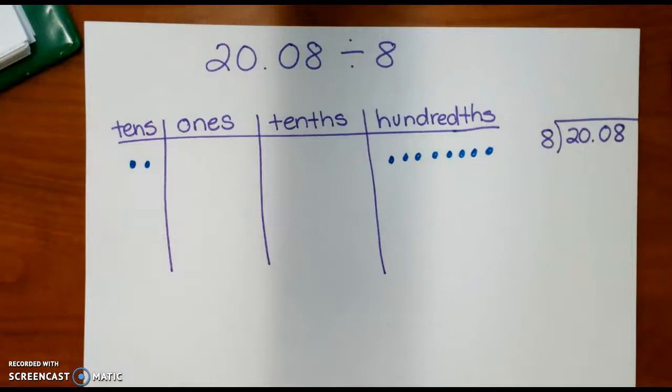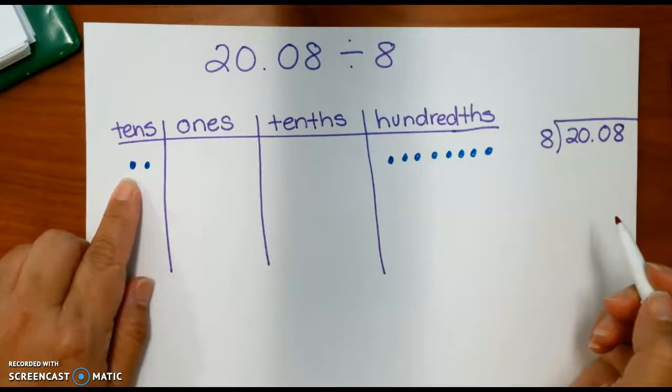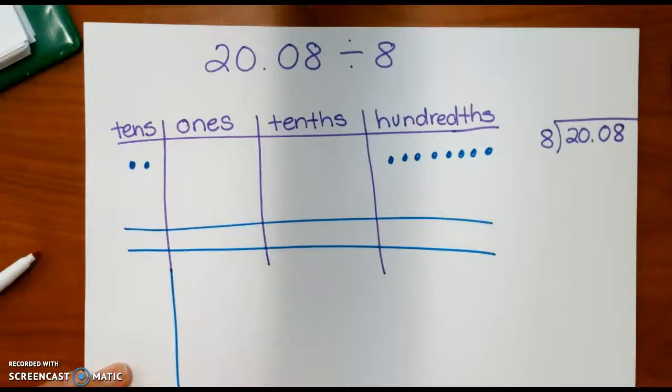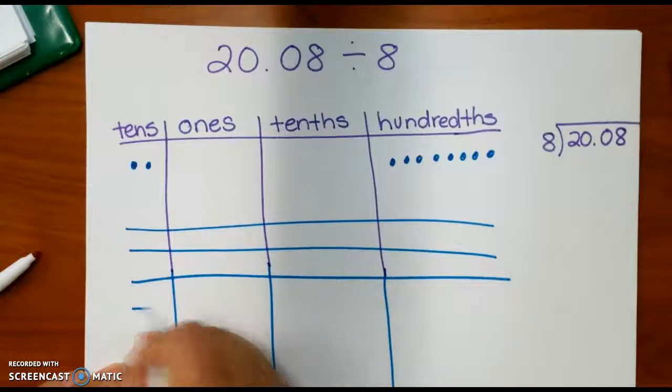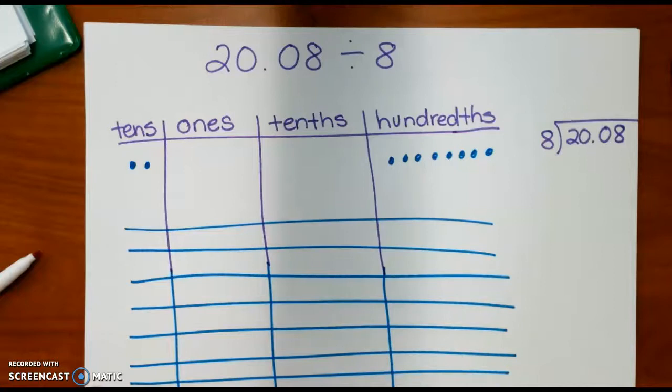Can I share two tens into 8 groups? I really can't without breaking it apart. I'm going to make this chart bigger. I didn't make it big enough. 2 groups, 3 groups, 4 groups, 5 groups, 6 groups, 7 groups, 8 groups. Okay. Now, I just want you to follow along.